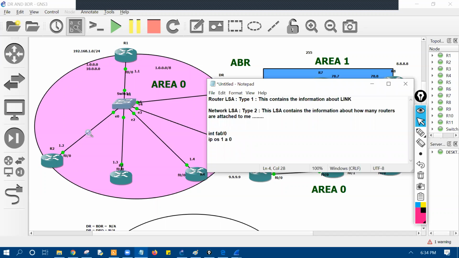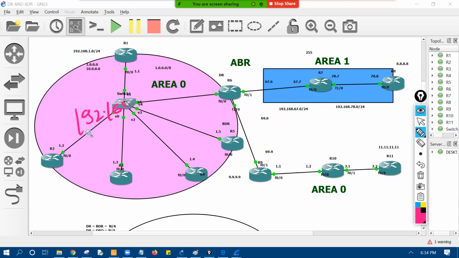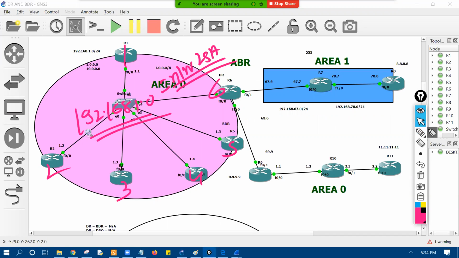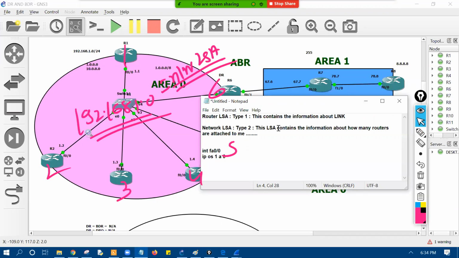Network means what? Network is a subnet, right? This is the network 192.168.1.0. I'm using this network, right? In this network, how many routers are present? R1, R2, R3, R4, R5, R6. So this is the network LSA. The network LSA, that's the type 2 LSA, is going to contain the information about how many routers are connected to me. And this LSA will be generated by the DR only.